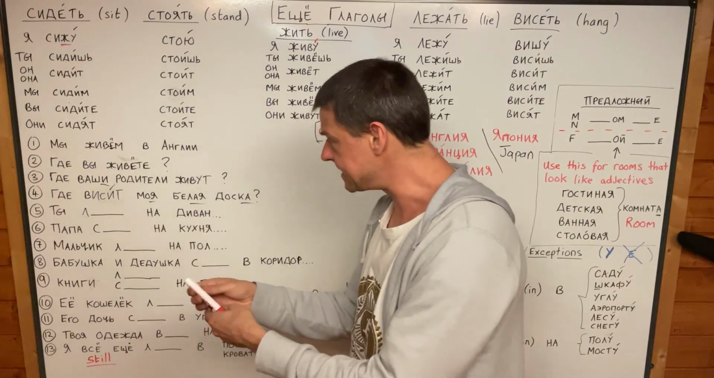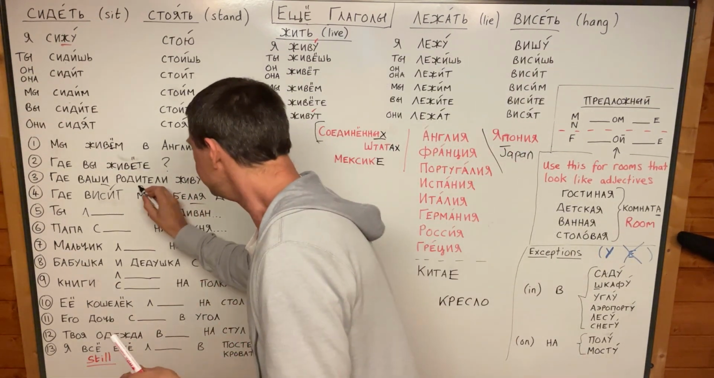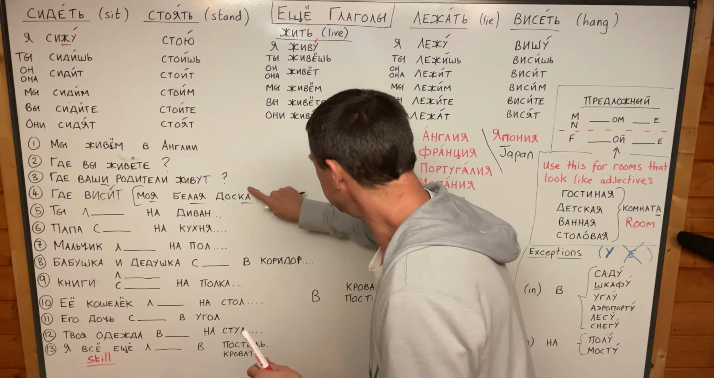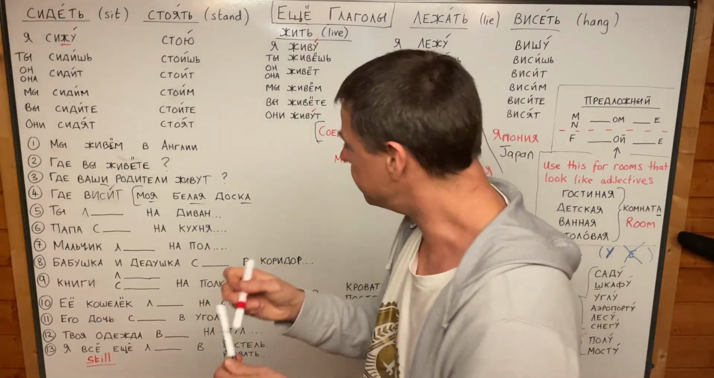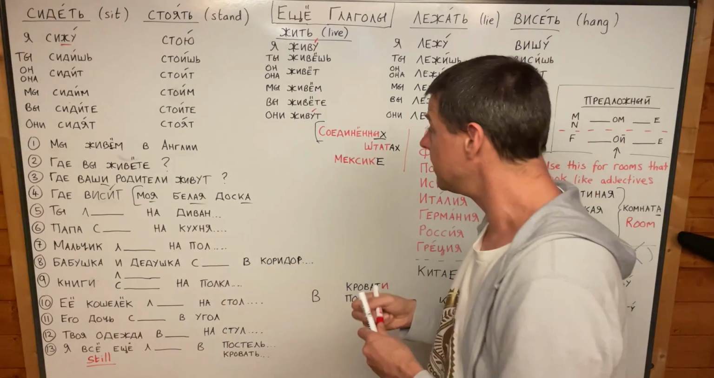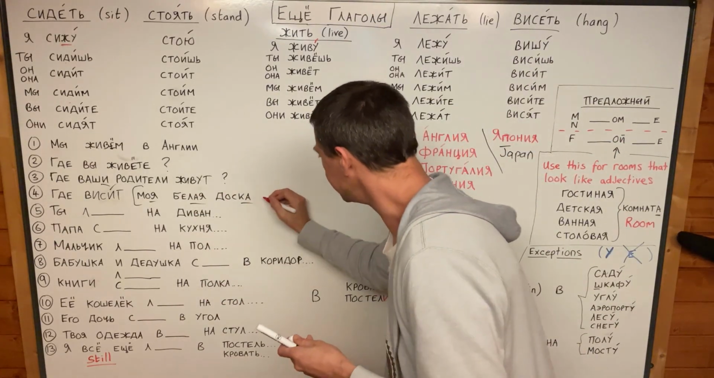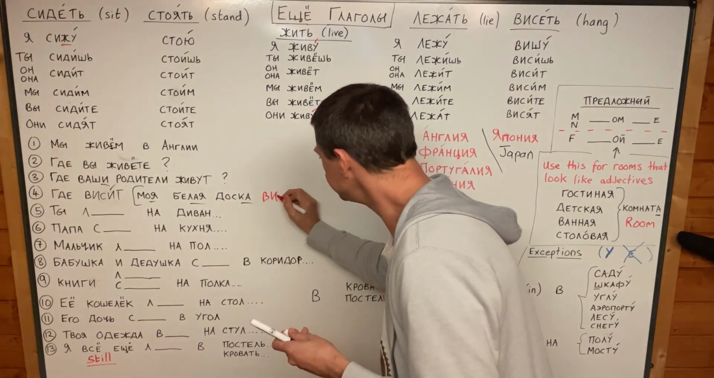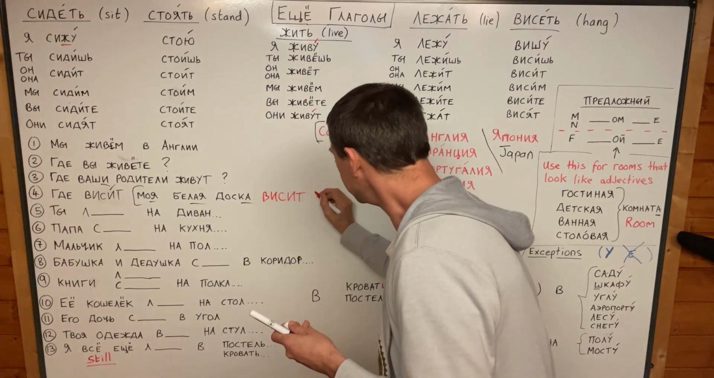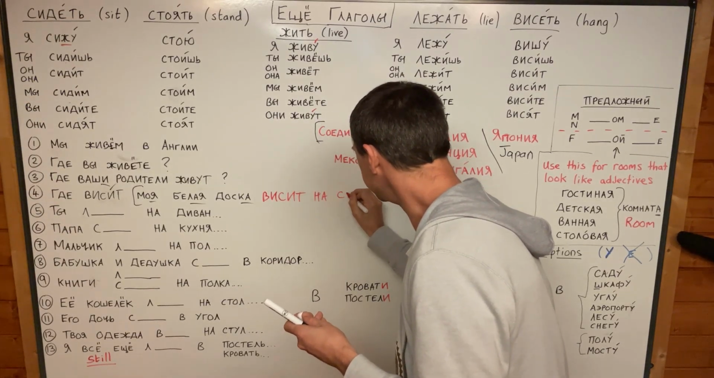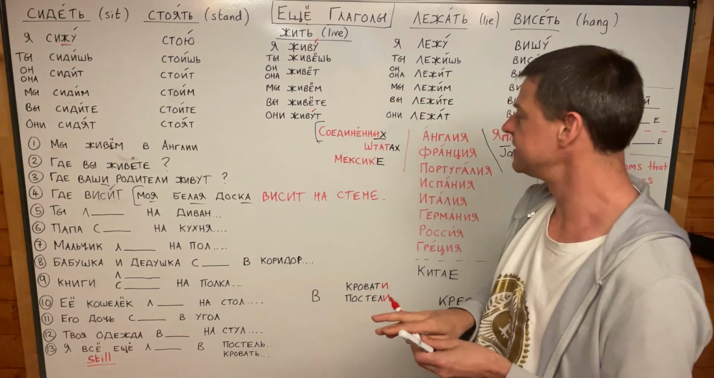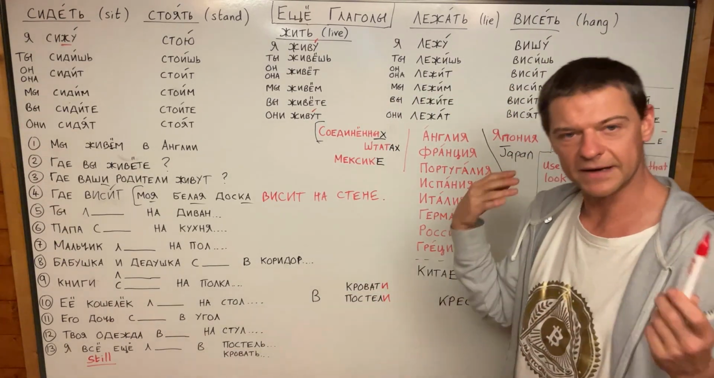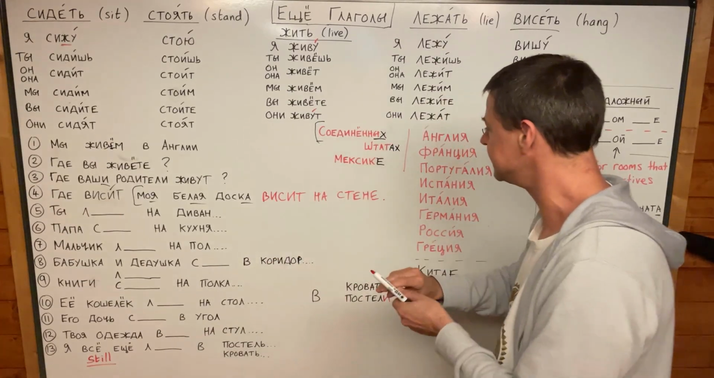So I want you to tell me, моя белая доска висит на стене. Yeah, and that's correct, isn't it? Where does my whiteboard hang? My whiteboard hangs, or is hanging, on the wall. Yeah, моя белая доска висит на стене. Белая доска висит на стене. Yeah, моя белая доска висит на стене.